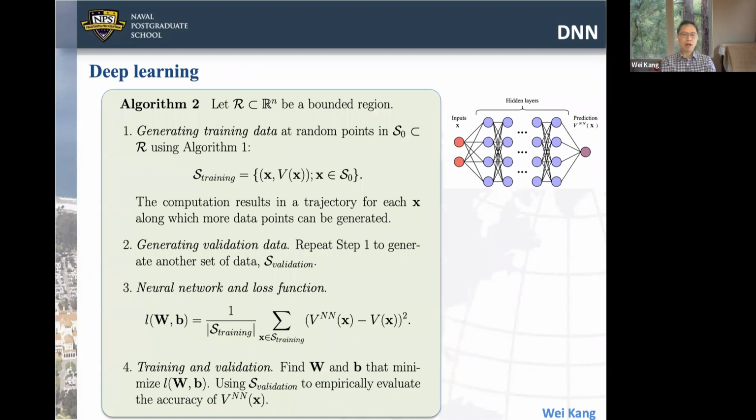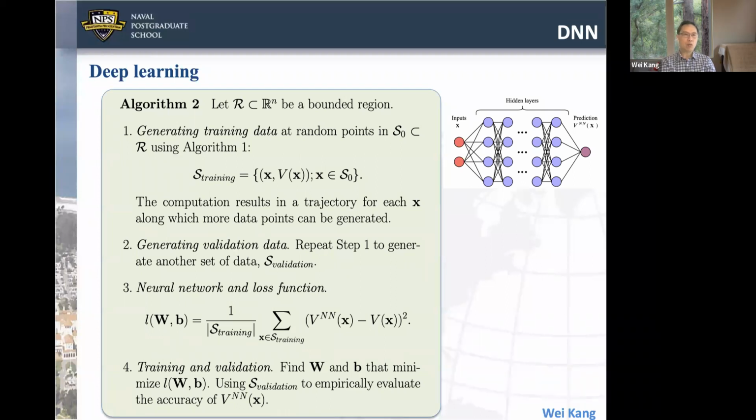Now, how about when the dimension goes high? Then I propose deep learning. I say, okay, I have algorithm one. Algorithm one may not be fast enough for your application when dimension goes to 5, 10, 20, right? However, maybe it's still fast enough to generate data offline. Then you train a neural network. Once you train a neural network, evaluation of a neural network is super fast these days. And there is even hardware doing the computation. So it will be very fast when you really do the online computation.